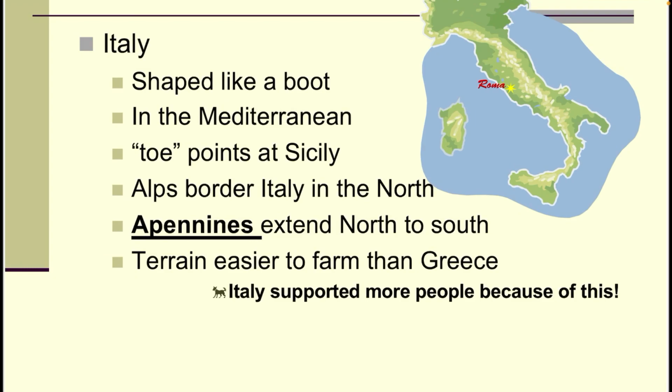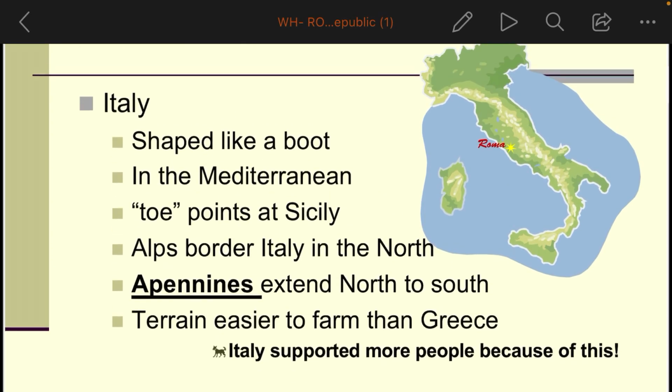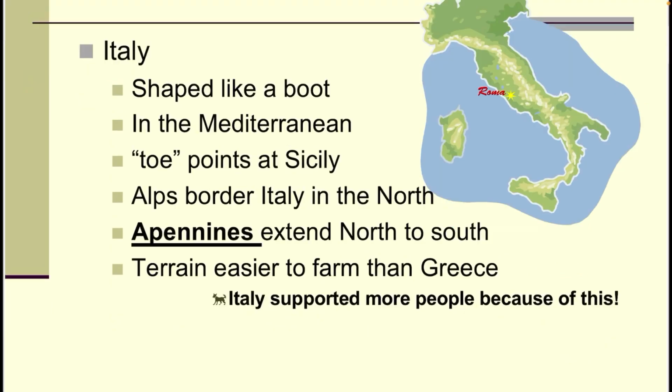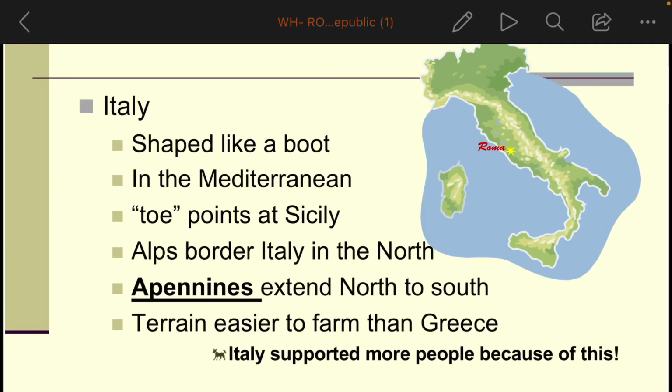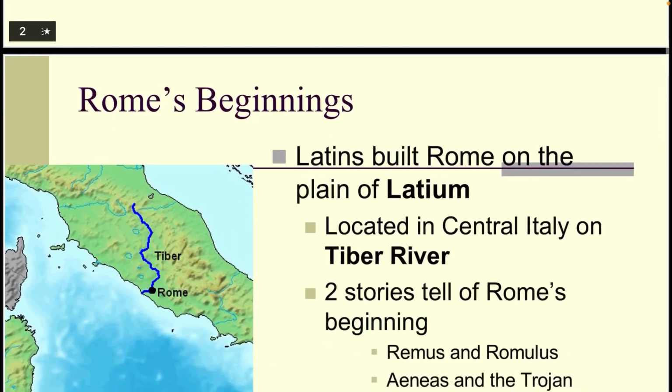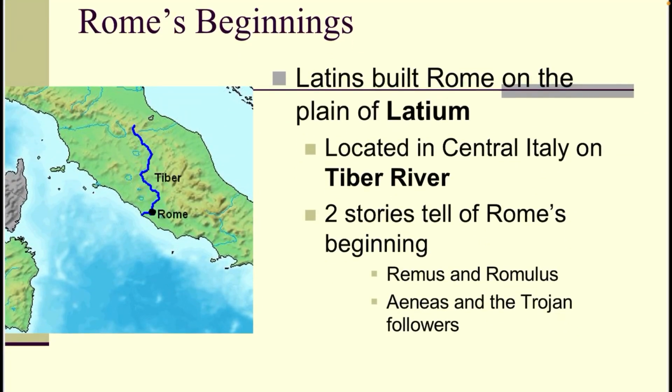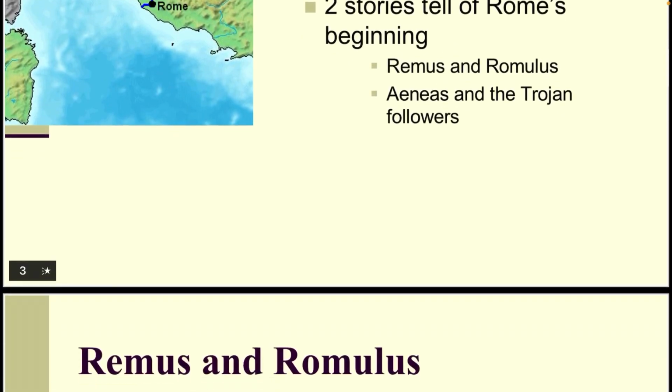And also, the terrain is much more smooth in Italy than Greece, which will allow for Rome to have many more people and thusly be much more prosperous. So the Latins built Rome on the plain of Latinium, located in central Italy by the Tiber River. As you can see right there, you have the Tiber River, and then you have Rome, right by the western Mediterranean Sea. And then we have two main stories that tell the story of how Rome was founded.